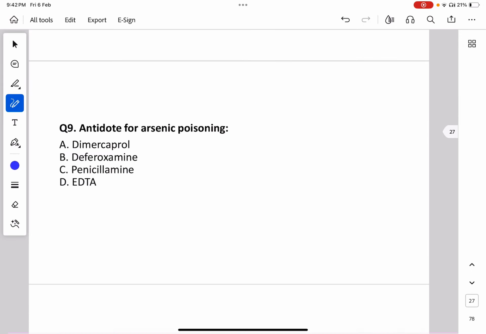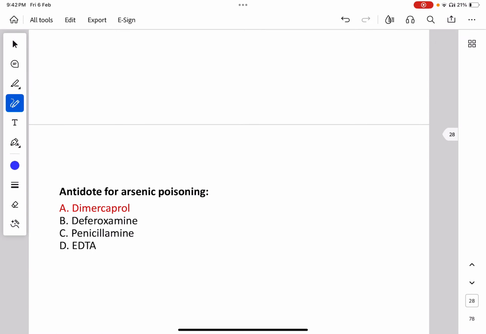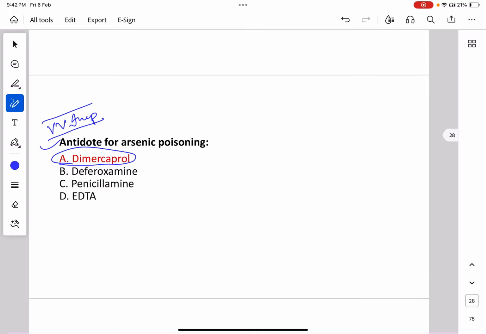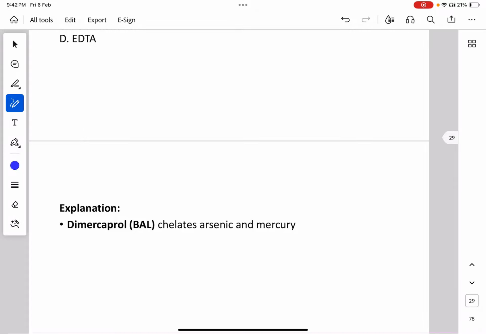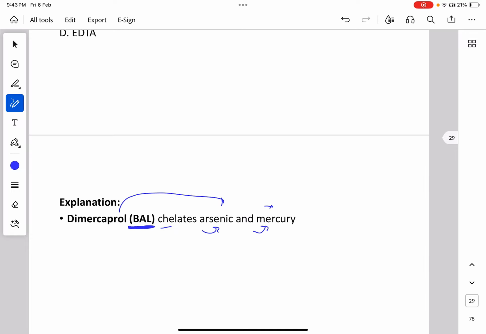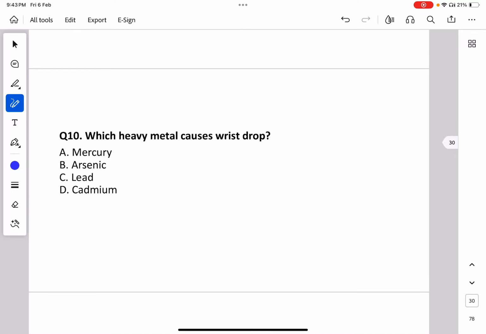Now antidote for arsenic poisoning is dimercaprol. Antidote questions are very important. Always remember antidote for all the poisons which we are discussing. Dimercaprol is also known as BAL, British anti-lewisite, and it chelates two heavy metals, arsenic and mercury. So dimercaprol chelates arsenic as well as mercury. Now, which heavy metal causes wrist drop? Very important.